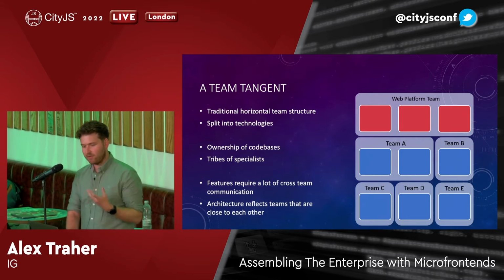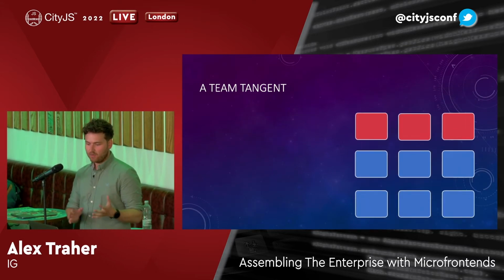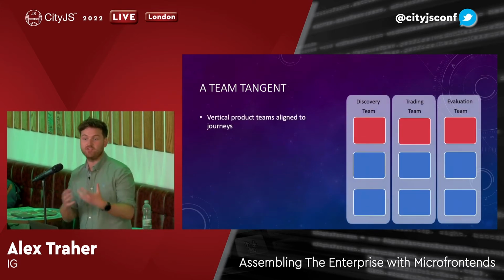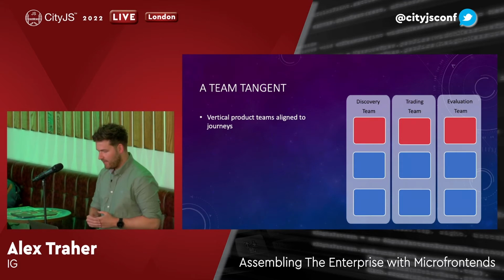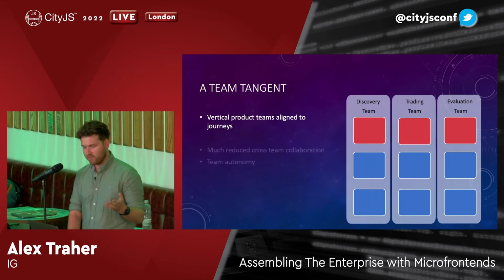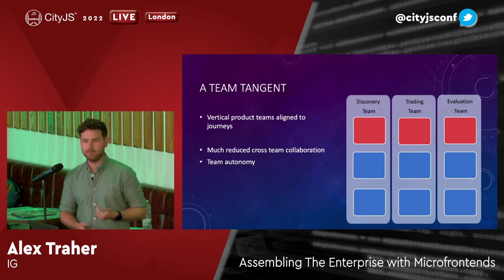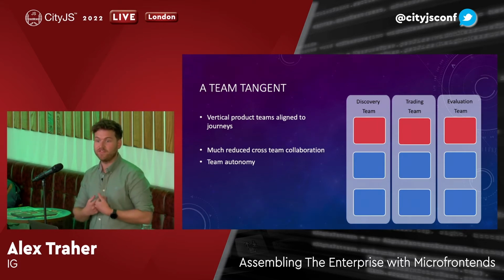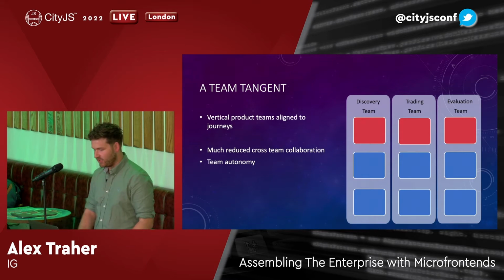So in order to help mitigate these problems, we've started to move towards a vertical product team model aligned to journeys or business domains. And we got some great advantages of this. As a result, we're having much reduced cross-team collaboration and much better team autonomy. So teams could own a feature from front to back and own the full delivery of that feature.